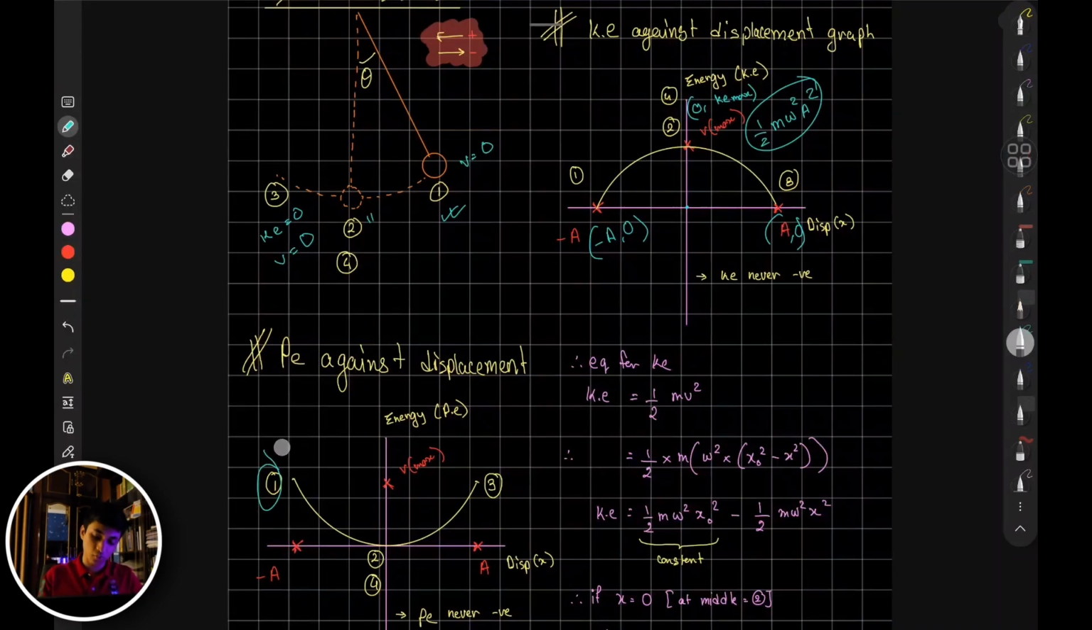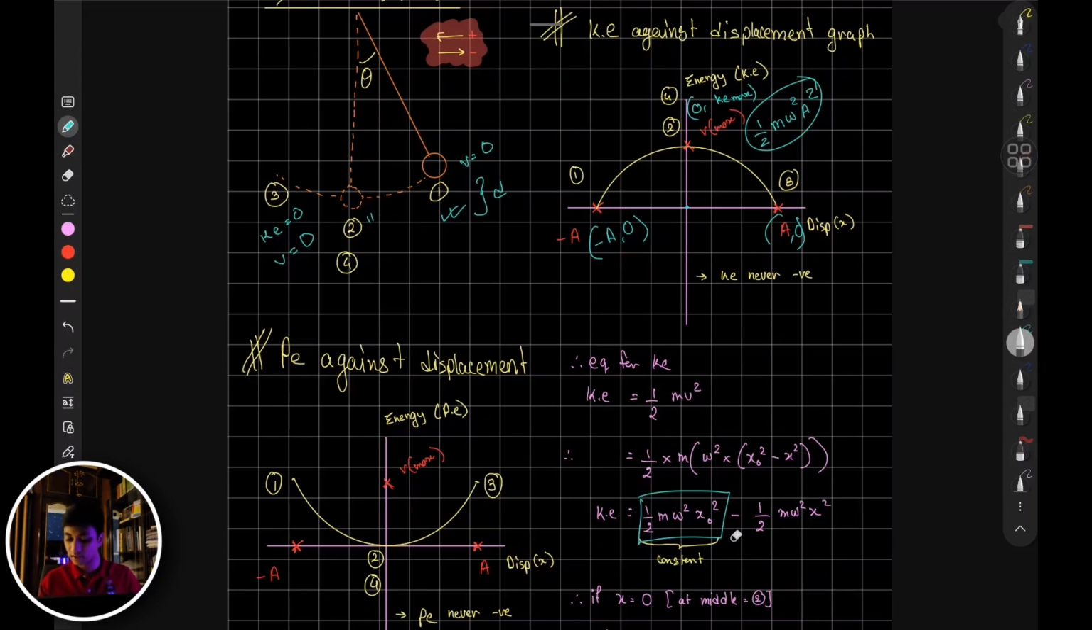Now, let's get back to position 1. At position 1, the height is maximum. The vertical displacement is maximum. And you know, at position 1, velocity is 0. However, you also know that energy is always conserved. And this is the maximum energy, and this is never going to change. This is max kinetic energy, max KE, and also the total energy at any point.